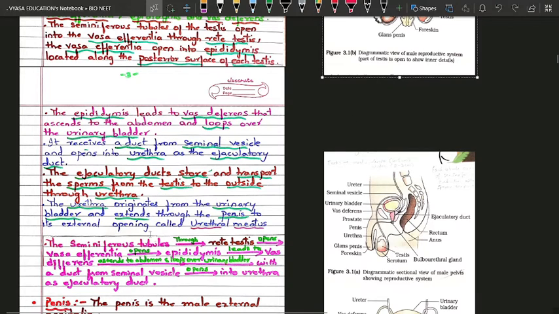Okay. Then now, this whole thing, whatever you can see here, it is just the gist of from where to where the sperm moves. See, the seminiferous tubules through the rete testis open into the vasa efferentia. Then vasa efferentia opens into the epididymis. Epididymis leads to the vas deferens and the vas deferens ascends to the abdomen and loops over the urinary bladder. With a duct from the seminal vesicle, it opens into the urethra as an ejaculatory duct. Yes. So this is the gist.